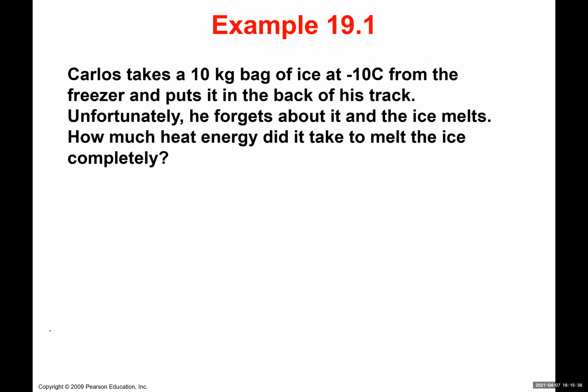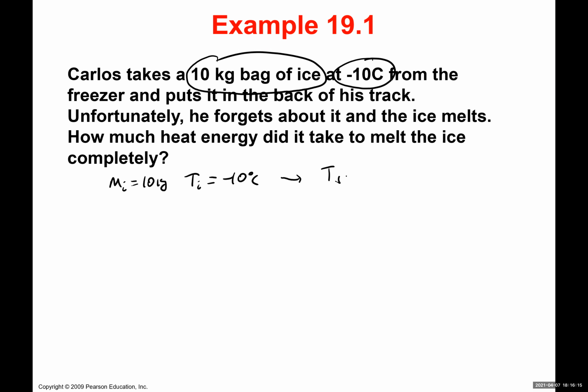Okay, so what we have is this. We don't care about Carlos, but what we're interested in is the bag of ice. So we have 10 kilograms of ice at an initial temperature of negative 10 degrees Celsius. That means we're given the mass of ice, which is 10 kilograms, and the initial temperature of negative 10 degrees Celsius. Then it says he forgets about it, and the ice melts. That indicates the final temperature: remember, the ice can only melt at 0 degrees Celsius.